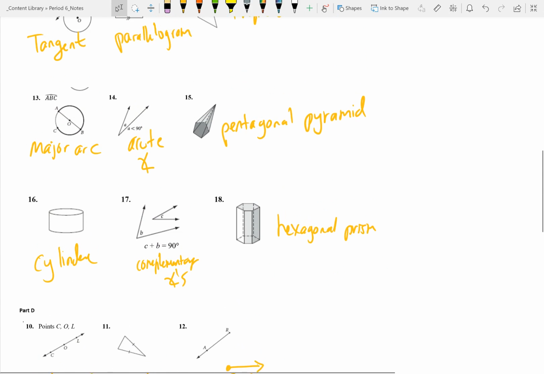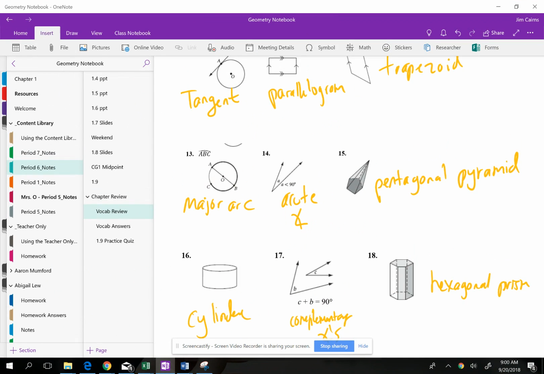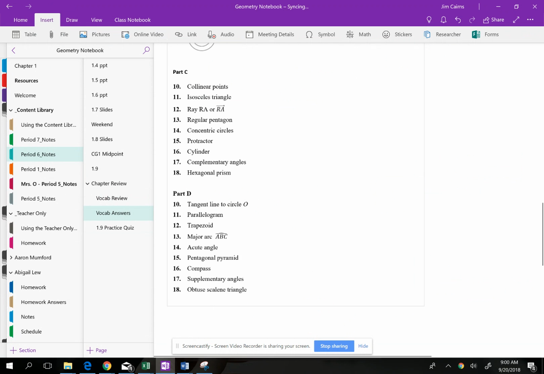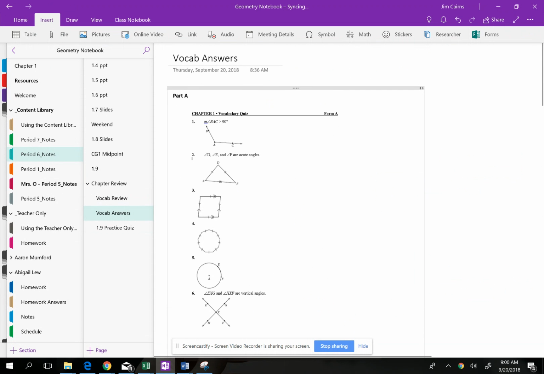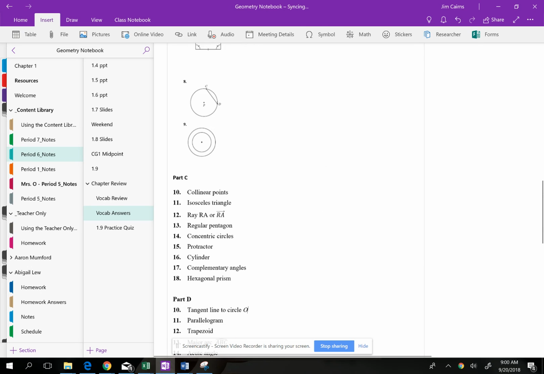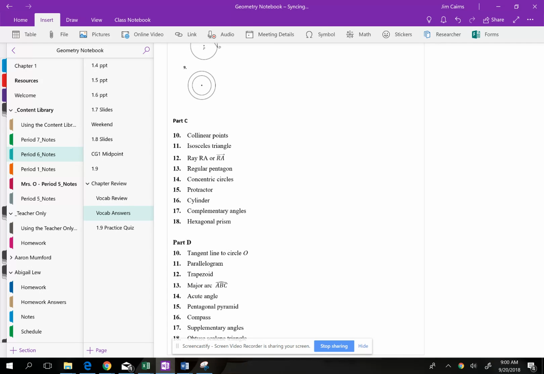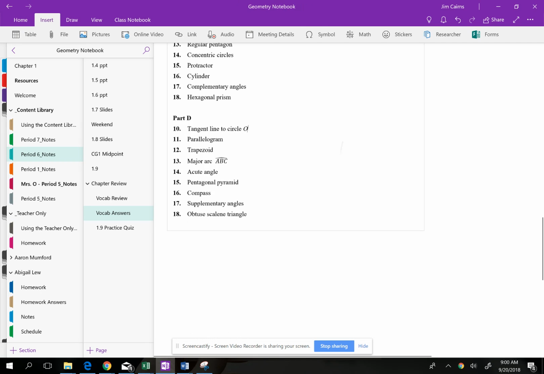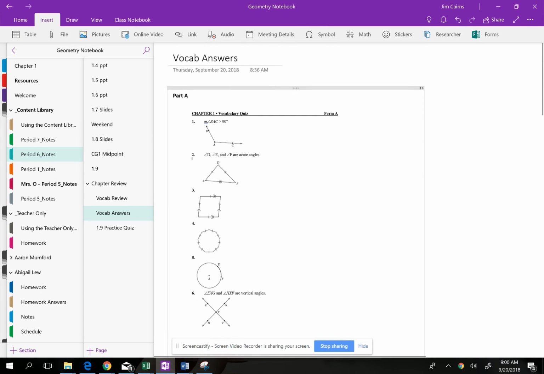All right, and if you want further information, I actually have all the vocab answers here with nice little pictures of them, so you can kind of see what they're referring to. Cool. All right, that's the vocab review.